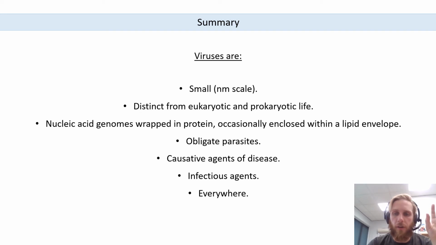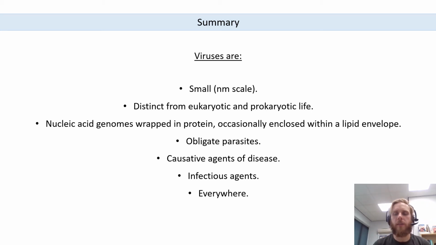Okay, and just to summarize the different definitions of viruses that we've covered, because we defined viruses in a few different ways, and I just want to run through what those were. Firstly, we said viruses are small, so they exist on a nanometer scale. Generally, they're smaller than bacteria, but not always.